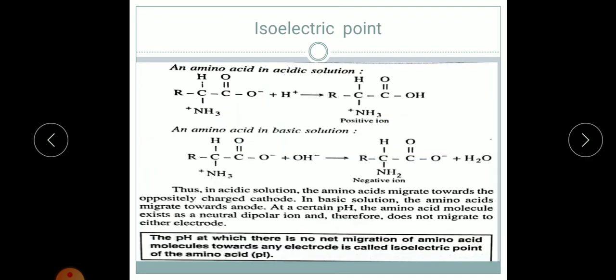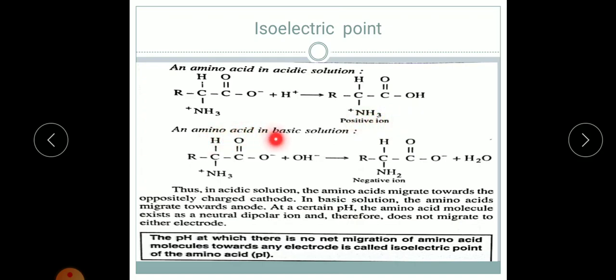Fine. Now there is an important term, which we did not discuss yesterday: isoelectric point. Let us see what it means. When an amino acid is added in acidic solution, I have written the zwitterion form. When we add acid, what will happen? This H plus will link with this group and it will be neutralized, and it forms a positive ion.